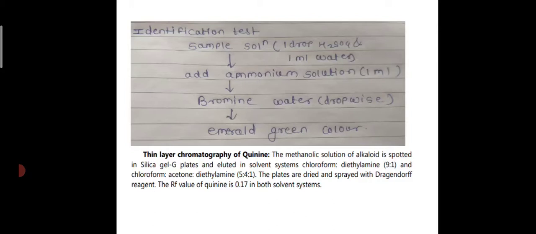For analysis, we take the sample preparation solution, that is quinine sulfate, dissolved in methanol. Then the stationary phase used is silica gel G, and the mobile phase used is chloroform and diethylamine in a ratio of 9:1.